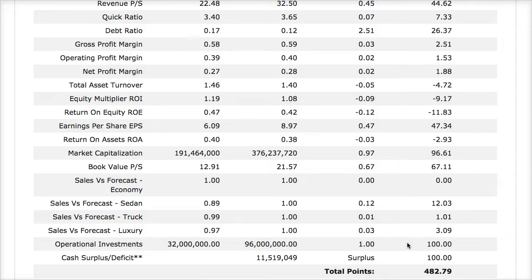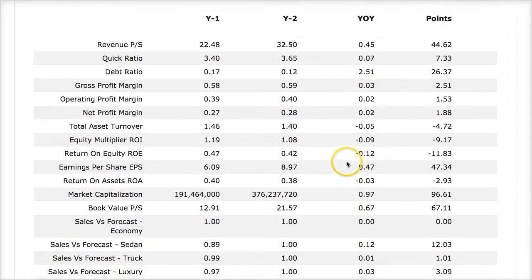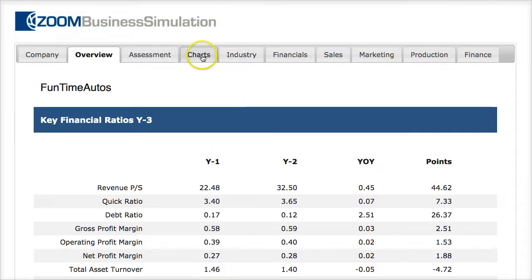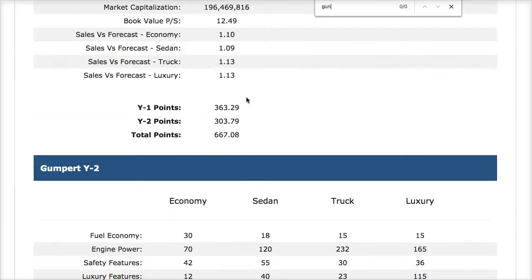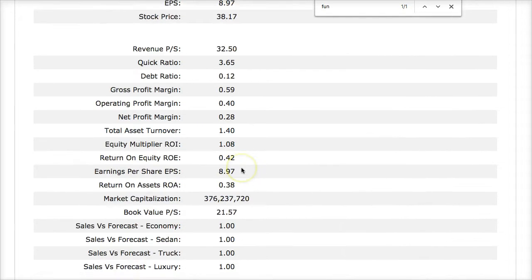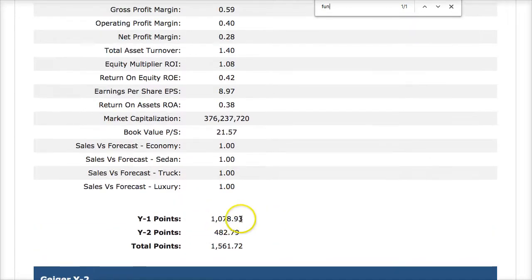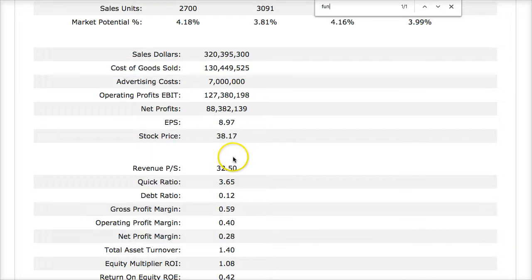So I count this round as success. And if you look at the previous round, if I go to the industry page and search for Fun Time Autos, I can see here that I made 1,000 points in round one, which is really great. And then 482 points in round two, that gives me a total of 1,500 points already. I'm more than halfway to my goal of 2,600 points after 2 rounds. So I'm doing very well.